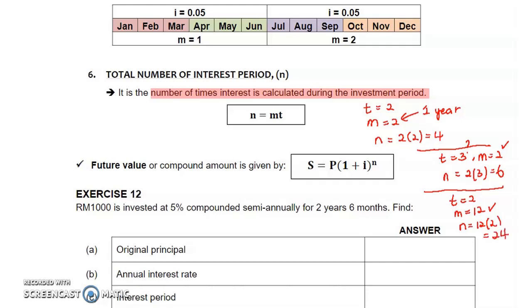So that's why, if you look here, the formula is n equals m times t. m is the number of times interest is calculated in 1 year, or the frequency of conversion, and t refers to the investment period or borrowing period. So n equals m times t, and that is the total number of interest periods.